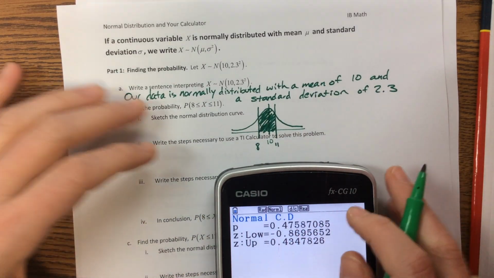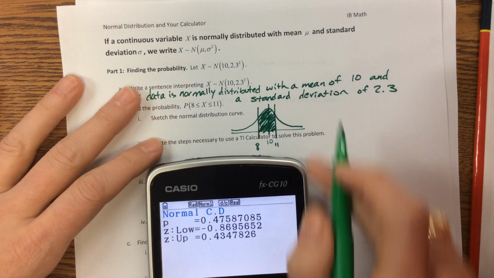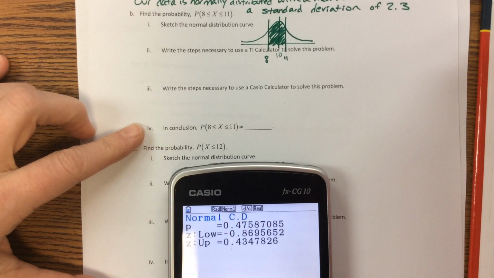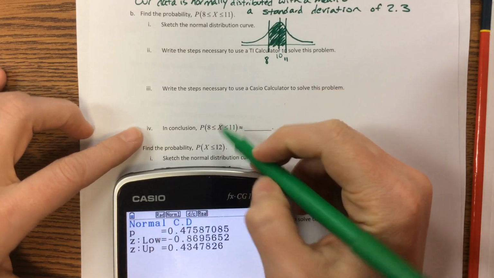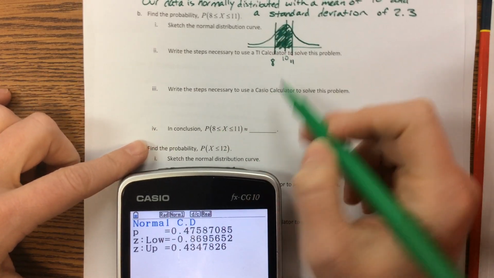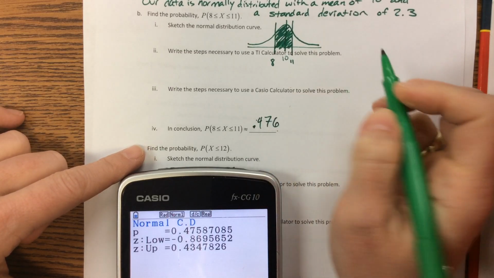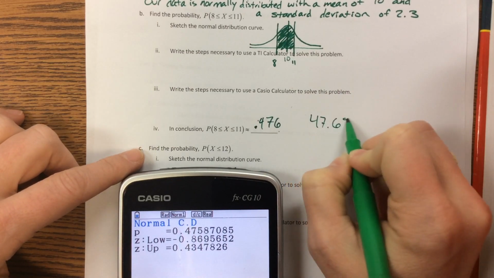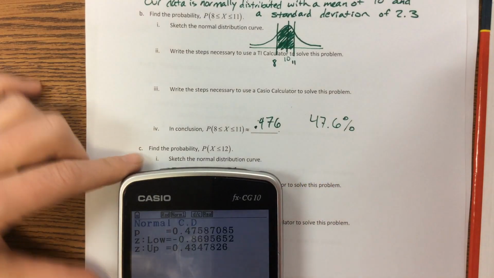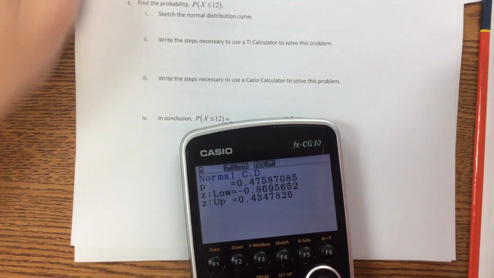And keep in mind, IB likes 3 sig figs. So we'll say here at the bottom of the problem that the probability that our value lies between 8 and 11 is about 0.476, or 47.6%.